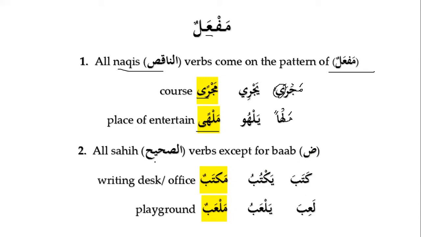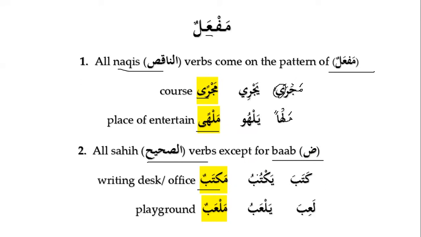All sahih verbs, as we know, don't have hamza, they don't have tashdid, they don't have waw or ya. So all sahih verbs except for bab daraba, that is the only exception. Other than bab daraba, all the verbs will have a dharf az-zaman or makan on the pattern of maf'alun. For example, kataba yaktubu, and the adverb is maktabun. It could be a writing desk, and also it could be an office, maktabun.